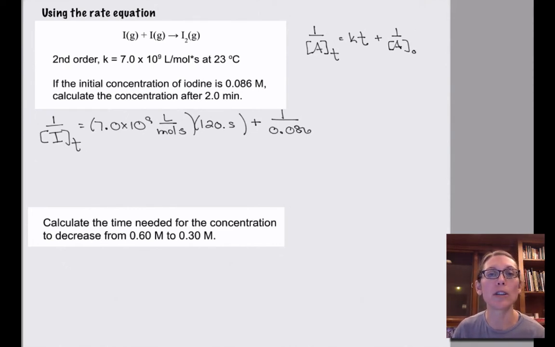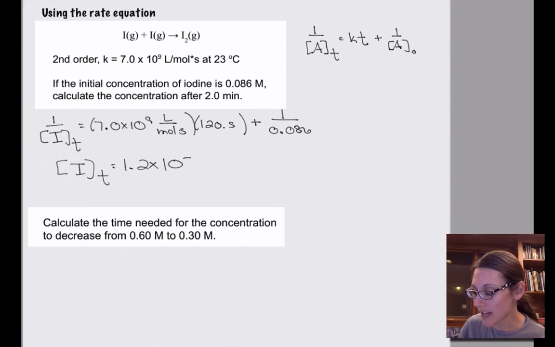At this time, all you need to do is multiply and solve for the concentration of the iodine, recognizing that that concentration of the iodine is in the denominator. So once you plug the numbers in on the right-hand side of the equation, that gives you the inverse of the iodine. So you can take the inverse of that value to find the concentration of iodine, which in this case is 1.2 times 10 to the negative 12th molar.